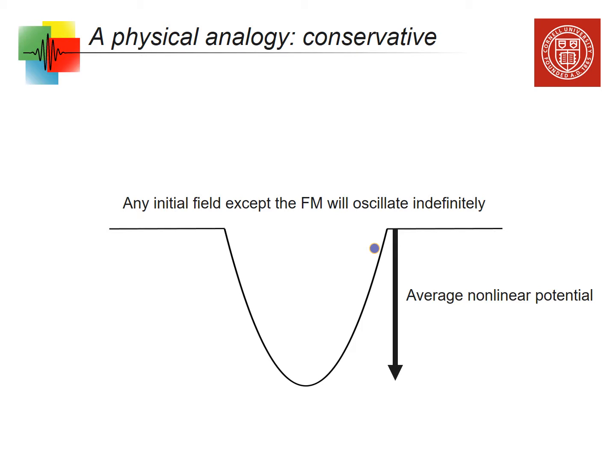As a result, if you launch in anything but the pure fundamental mode, the expectation is something like this. You'll see the energy slosh back and forth. You'll see these periodic oscillations. In fact, exactly what you would expect if you launched light into a perfectly linear fiber.